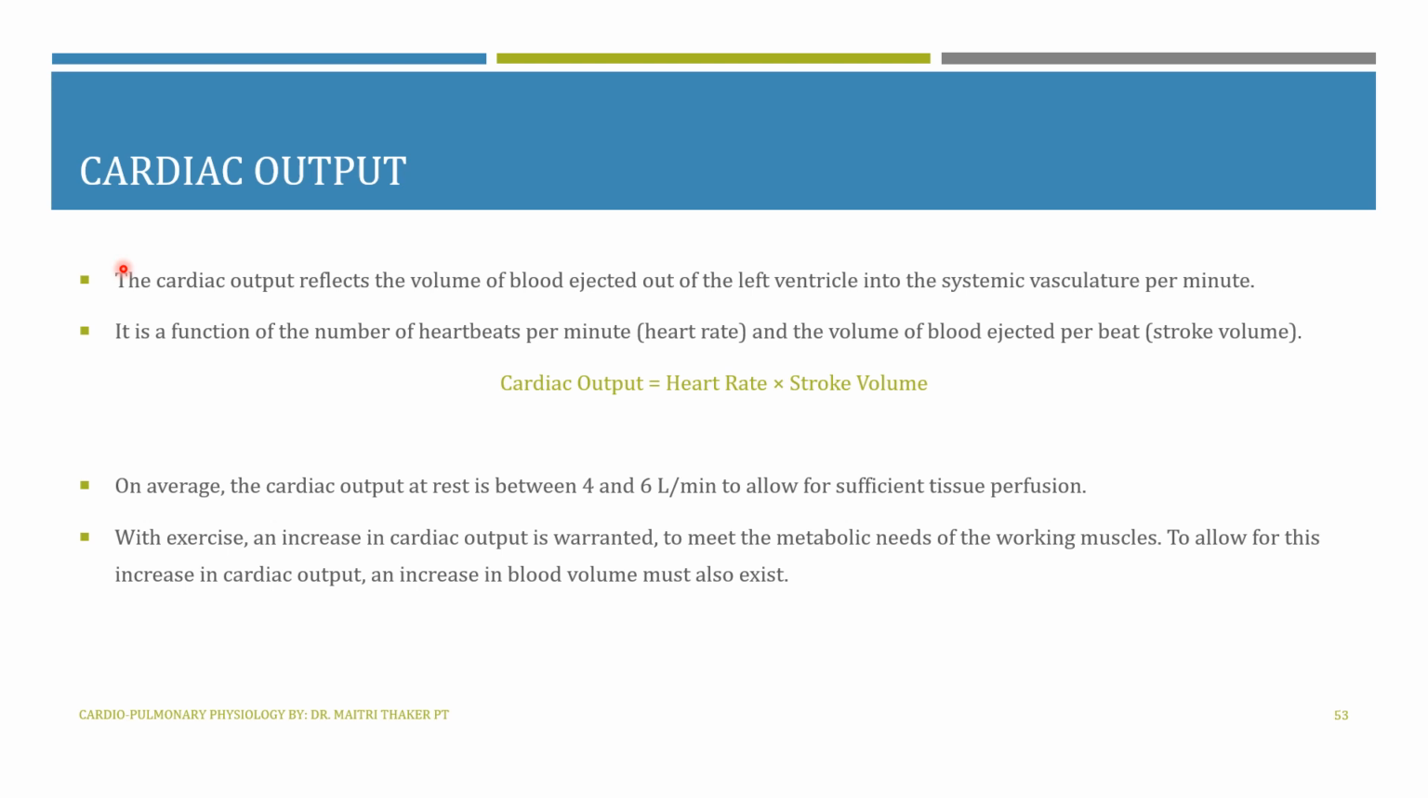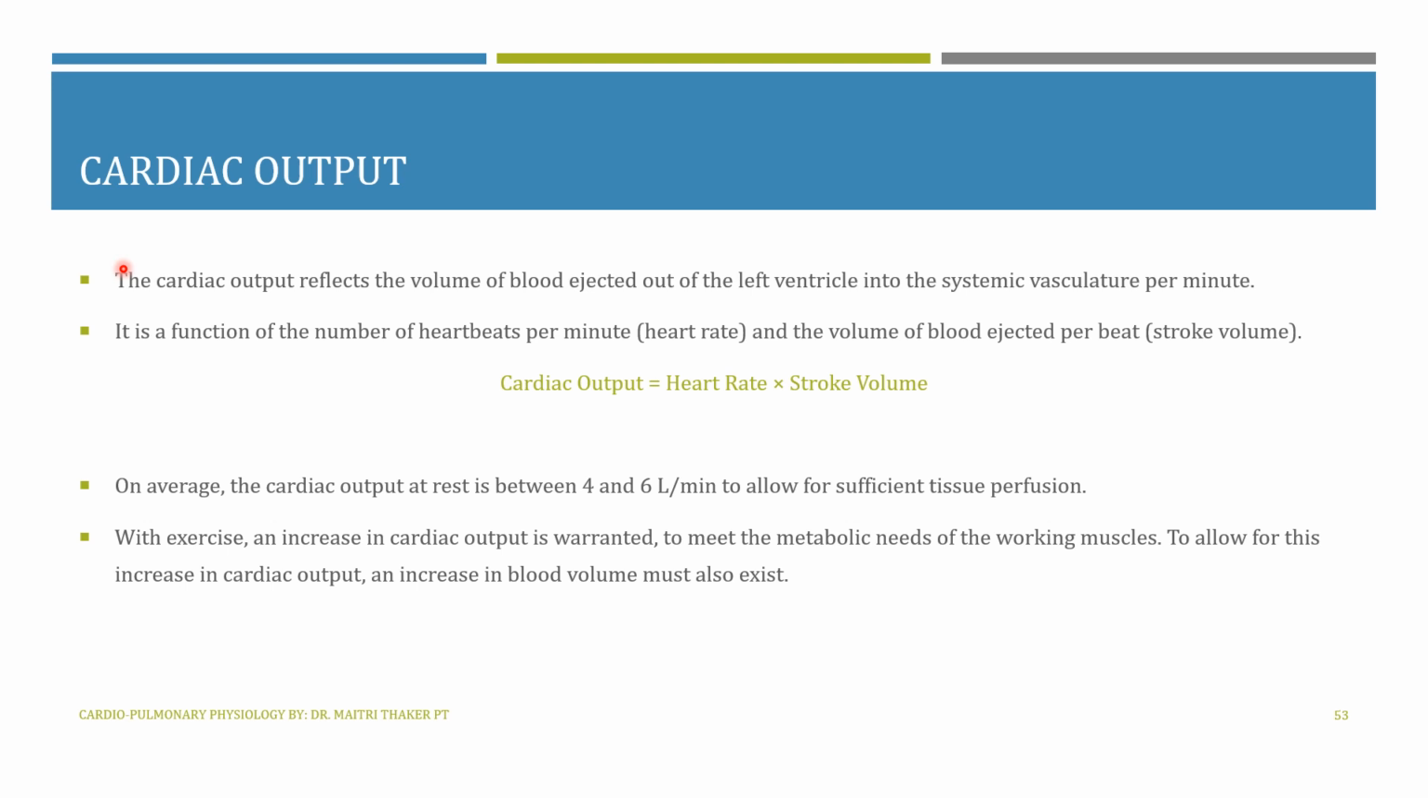It is the function of number of heartbeats per minute and the volume of blood ejected per beat. Now let's understand, cardiac output is a product of heart rate and stroke volume. On average, the cardiac output at rest is between 4 and 6 liter per minute to allow for sufficient tissue perfusion. So every minute our heart pumps around 4 to 6 liter of blood into our body.